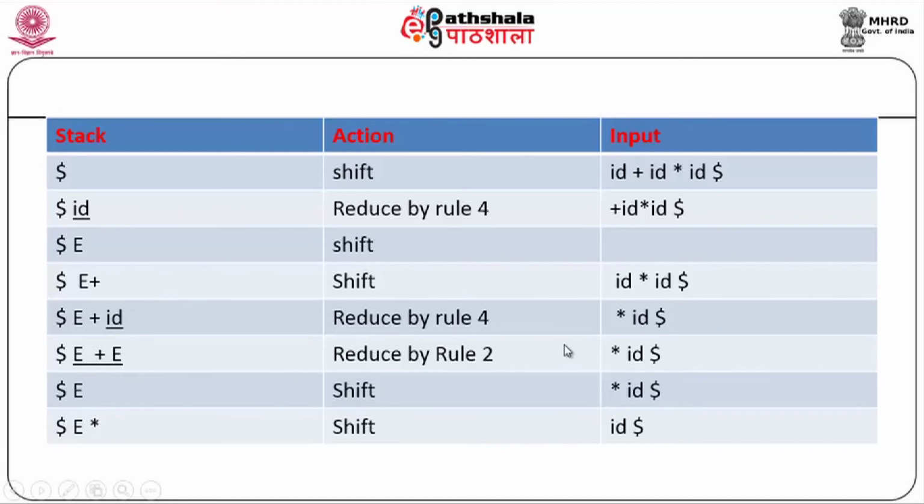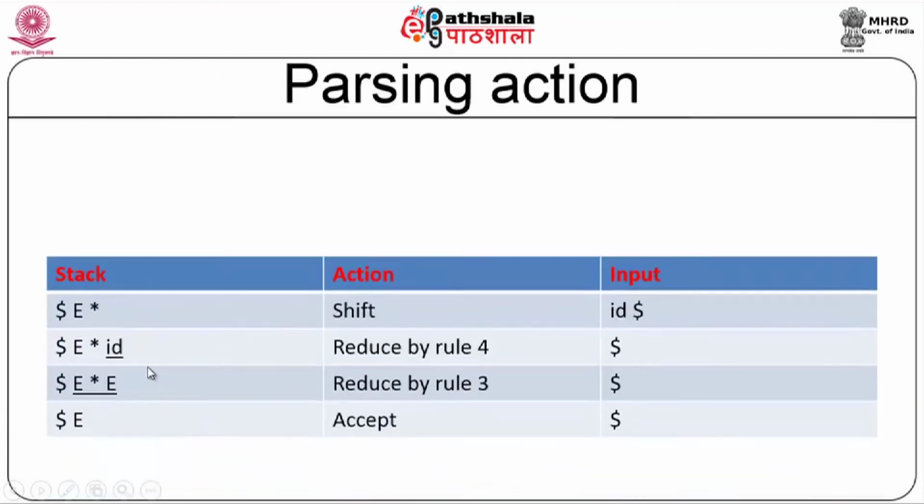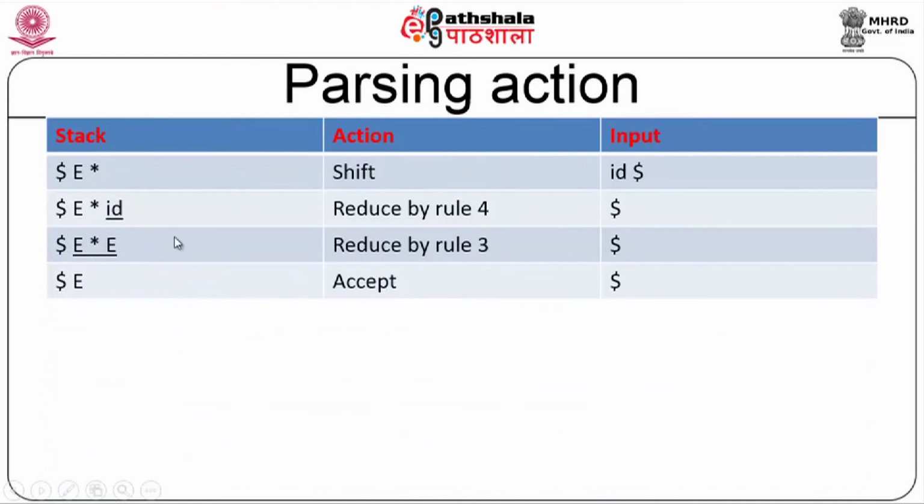Then with E on the stack, I shift star, and then shift ID. Now I reduce ID to E, then E star E to E. This is the sequence of actions for a simple shift reduce parser: if you can shift, shift; if it is okay to reduce, try reducing it.